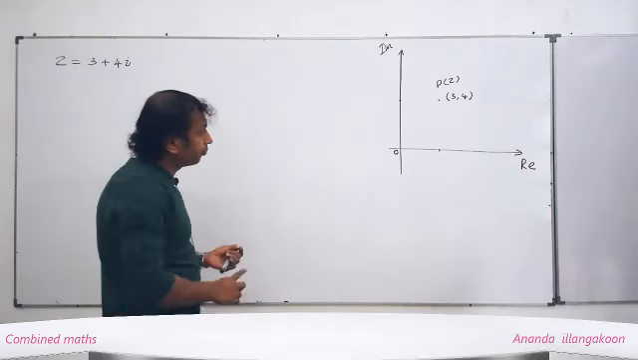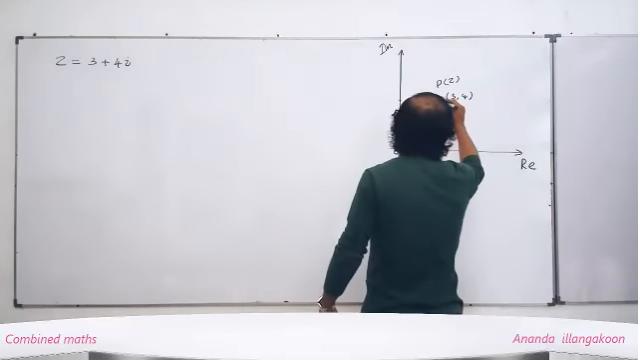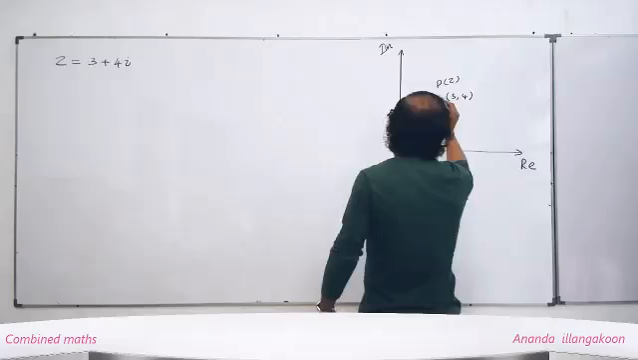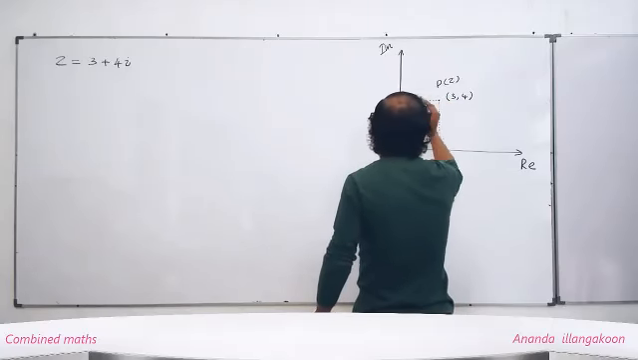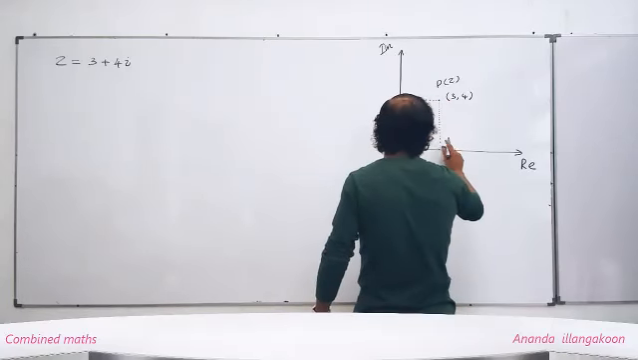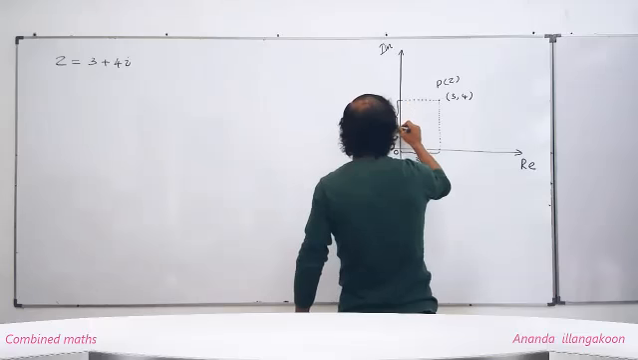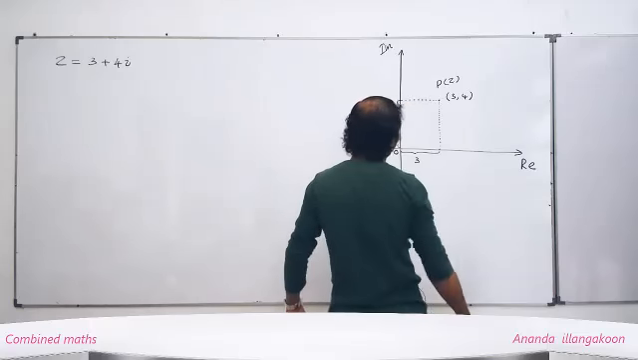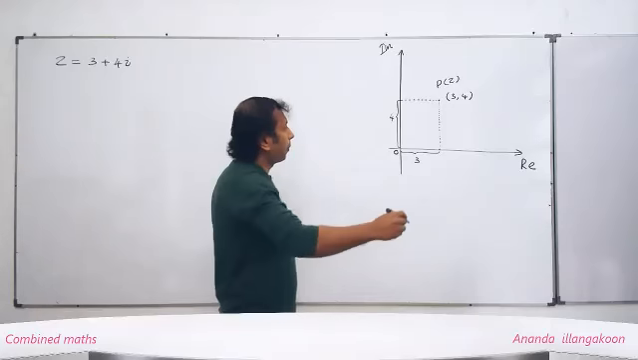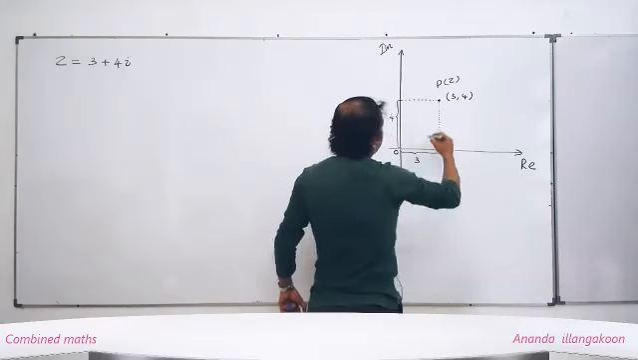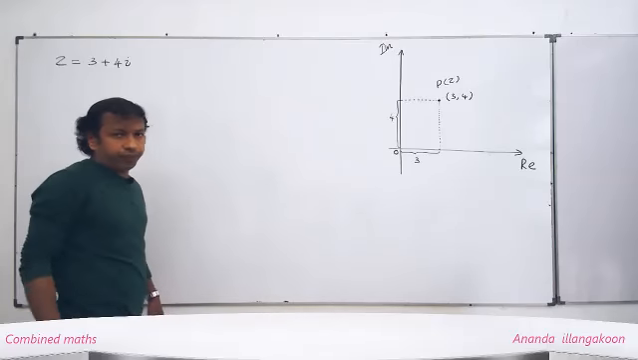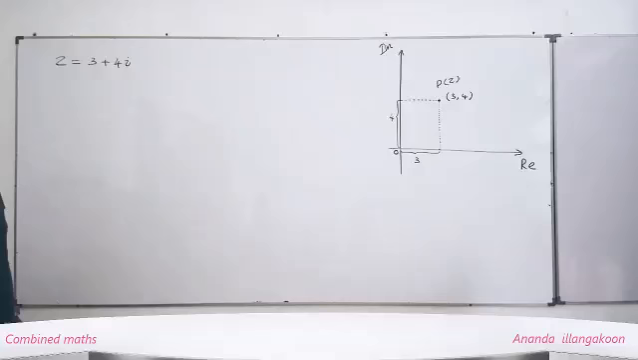Right. Now here, this is 3 units. This is 4 units. Right. Then, people, this is the point P representing the complex number Z.